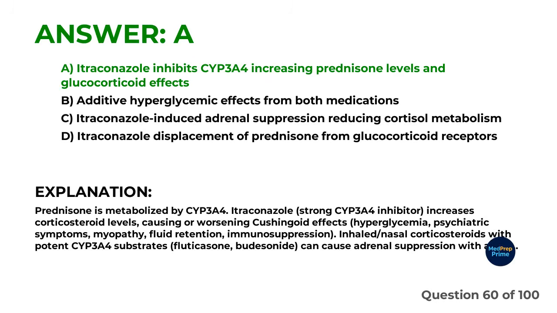Correct answer, A. Prednisone is metabolized by CYP3A4. Itraconazole, a strong CYP3A4 inhibitor, increases corticosteroid levels, causing or worsening Cushingoid effects, hyperglycemia, psychiatric symptoms, myopathy, fluid retention, immunosuppression. Inhaled and nasal corticosteroids that are potent CYP3A4 substrates, fluticasone, budesonide, can cause adrenal suppression with azoles.